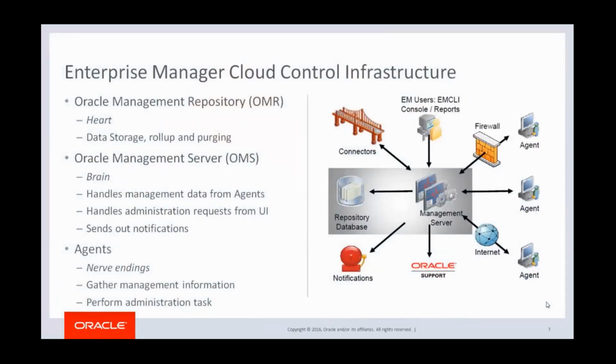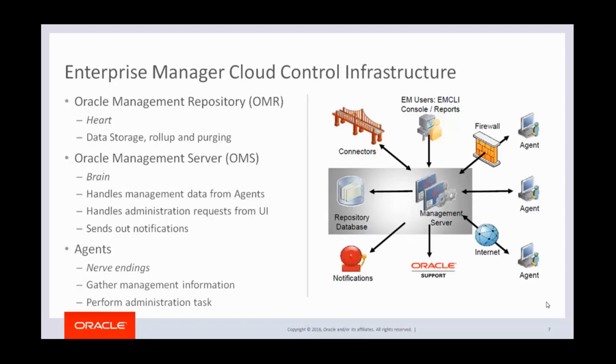So today's topic is always-on monitoring, but before jumping into that, let's quickly review the Enterprise Manager infrastructure at a high level. Right-hand side of the screen shows a simplified diagram of components in Enterprise Manager Cloud Control 13C. There are really three core components: Oracle Management Repository, or OMR, Oracle Management Server, or OMS, and agents. When compared to the human body, OMR is the heart of Enterprise Manager. It is responsible for storing critical data. OMS is the brain. It is the centerpiece of the product and handles all the activities that go within Enterprise Manager.